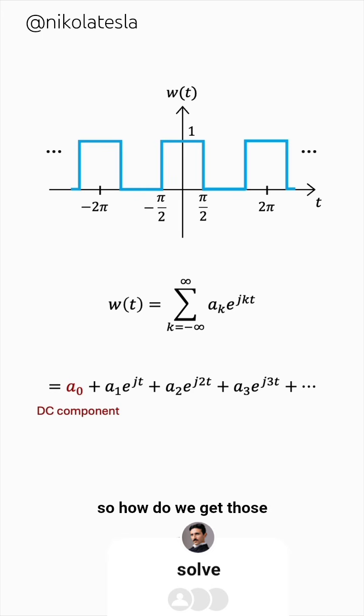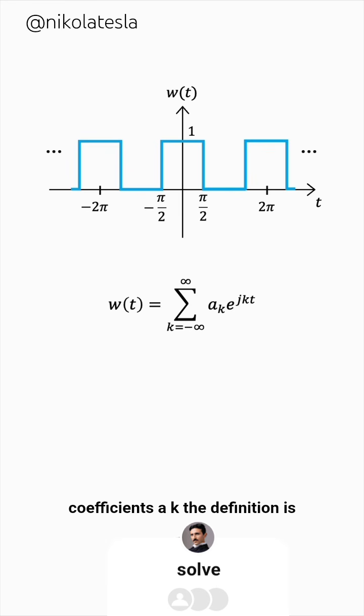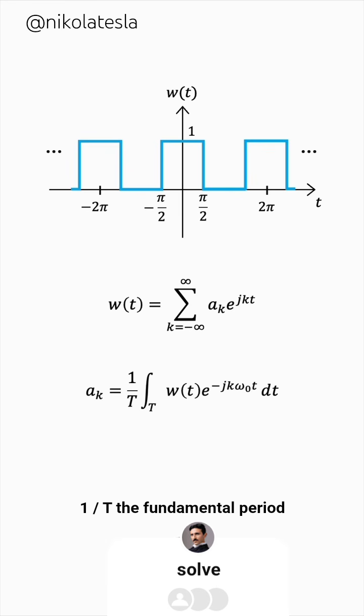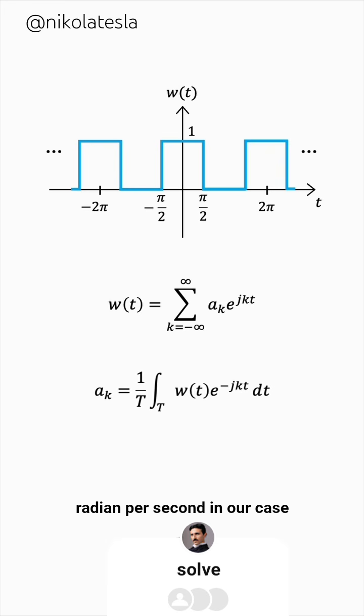So, how do we get those coefficients ak? The definition is 1 over T, the fundamental period, times the integral over any period, any interval of length T, and the integrand is W of t, the periodic signal in question, times e to the negative jk omega naught t dt. Remember, omega naught is 1 radian per second in our case.